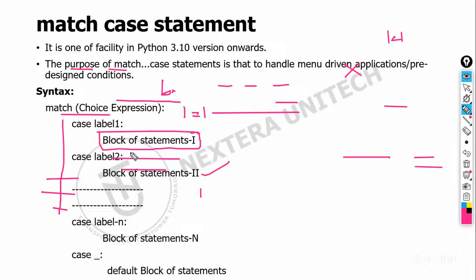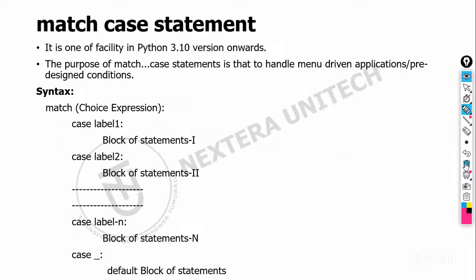Like how we have an else block as an optional block in the other statements, we have a default case block in match case statements. It is represented with case underscore. So this is nothing but the default block of the match case statement. And if none of the labels got matched, it directly executes the block of statements that are present in the default case block. Clear?